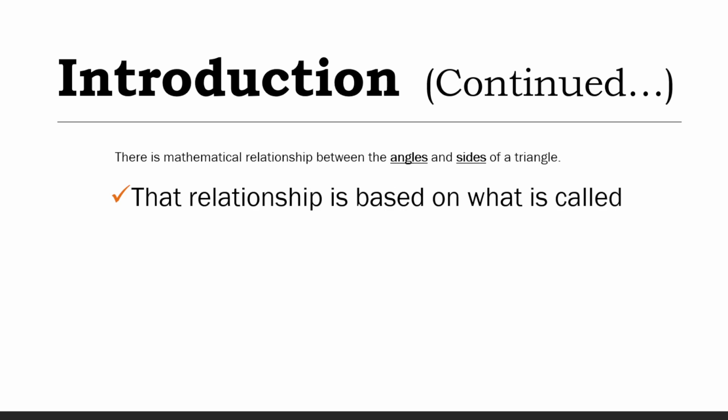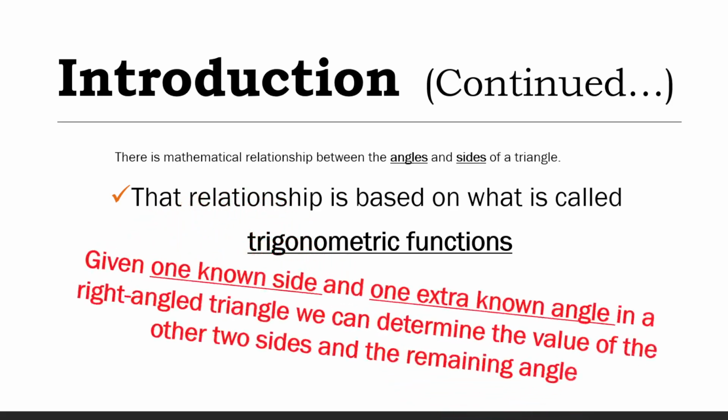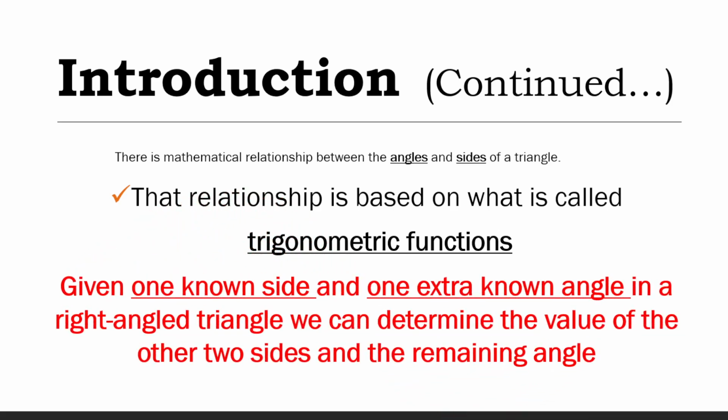So in short, we have our summary to say there's a mathematical relationship between the angles and the sides of a triangle, and that relationship is based on what are called trigonometric functions. We have gone beyond the first hurdle to say, given one known side and one extra known angle in a right angle triangle, we can determine the value of the other 2 sides and the remaining angle of a right angle triangle.